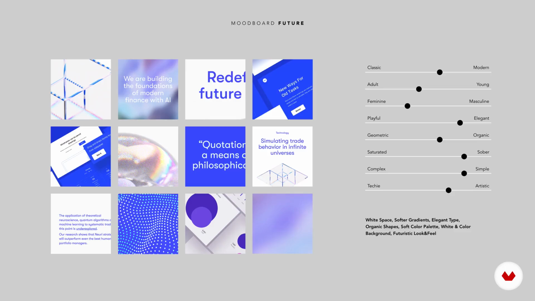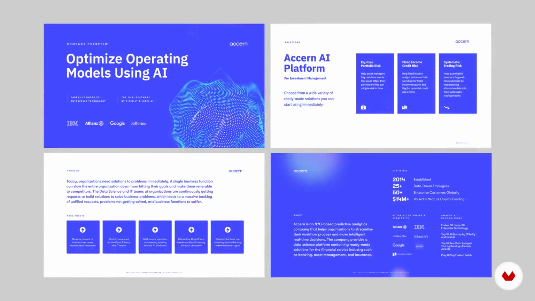This is the softest one, and I think it looks kind of dreamy and inspired on the concept of space. I use a lot of white space here, softer gradients and colors, a little more elegant type, lots of organic shapes, and I think the whole thing looks futuristic to me. So this was the option that has been chosen by the client, and you can see the result here. These are a few slides of their presentation.